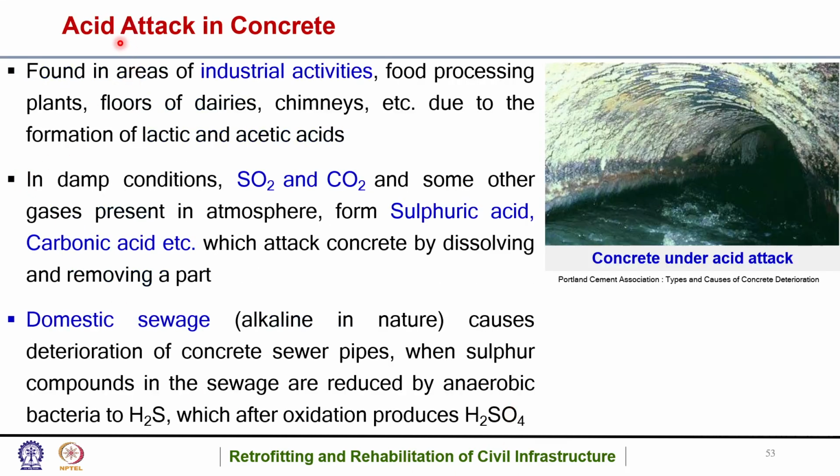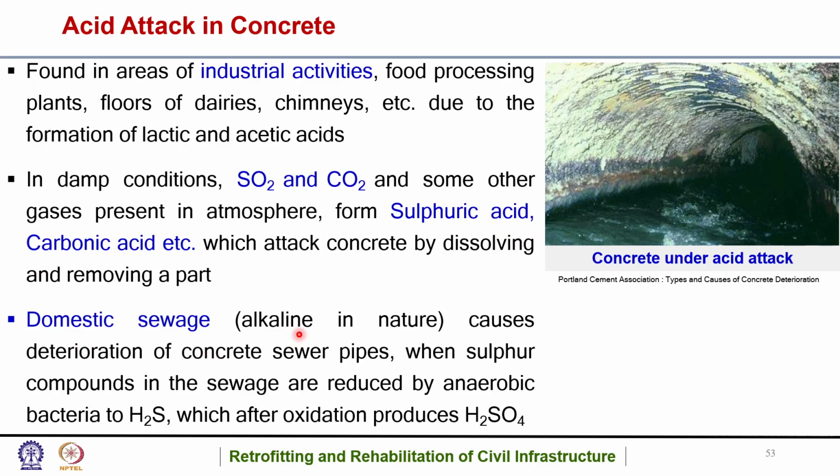So then let us come to acid attack. That was all about corrosion. Now let us go to acid attack in concrete. That is found in areas of industrial activities, food processing plants, floors of dairies, chimneys, etc., due to the formation of lactic and acetic acids. In damp conditions, sulfur dioxide and carbon dioxide and some other gases present in the atmosphere form sulfuric acid, carbonic acid, etc., which attack concrete by dissolving and removing a part.